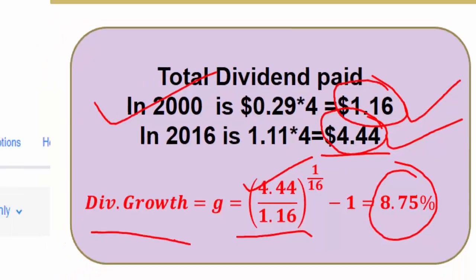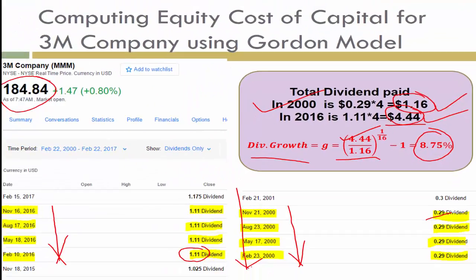Now the question comes, is this going to be true for the future? You can argue in different ways. Maybe in the future that might not hold. Maybe it might hold. It's a very open question when you are doing a real analysis or real world problem. But for our case in this example, I am assuming that whatever dividend growth was there in the last 15 years is going to hold for the next so many years to come.